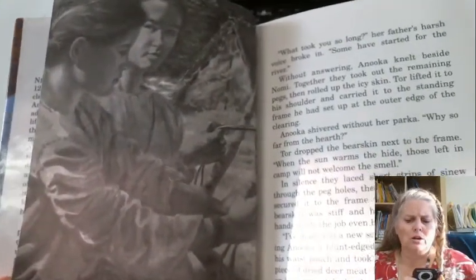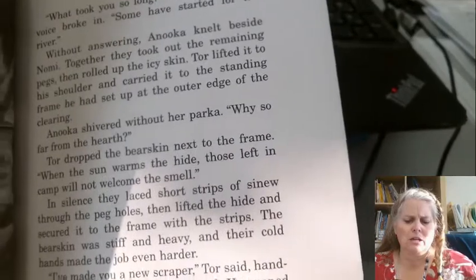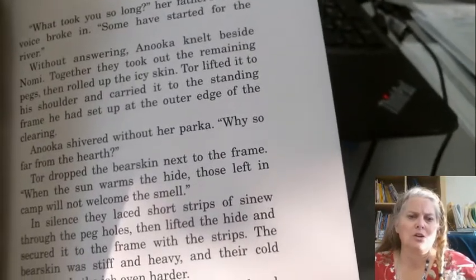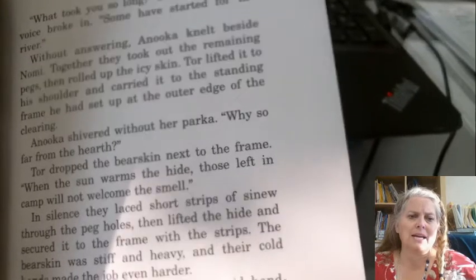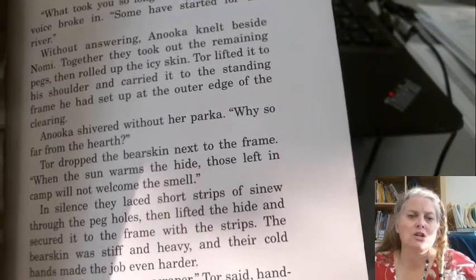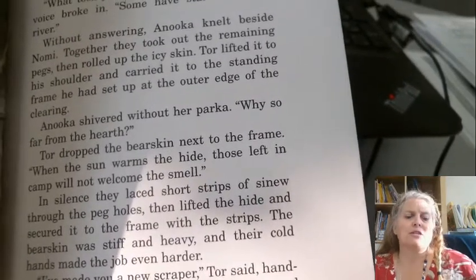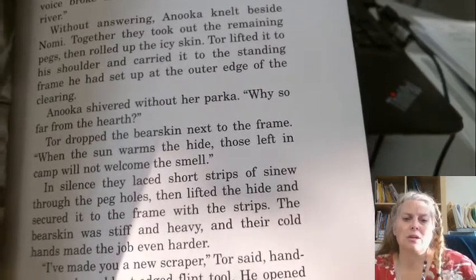"What took you so long?" Her father's harsh voice broke in. "Some have already started for the river." Without answering, Anouka knelt beside Nomi. Together they took out the remaining pegs, then rolled up the icy skin. Tor lifted it to his shoulder and carried it to the standing frame he had set up at the outer edge of the clearing. Anouka shivered without her parka.